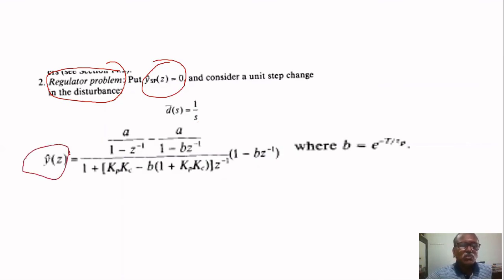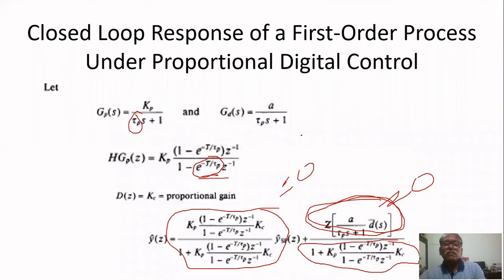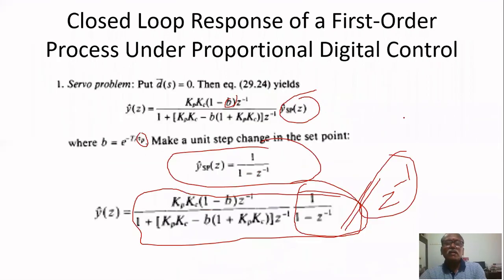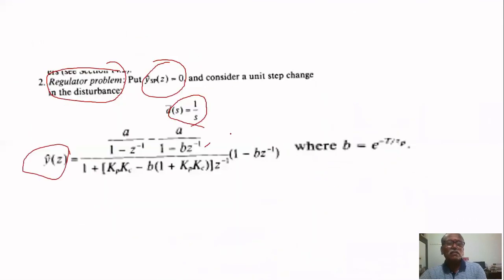Here y of z equals the system multiplied by d of s, which equals 1 by s, a step disturbance. Then do partial fractions and find the z transform. You will get this. This is the forward path, and this is the feedback path.